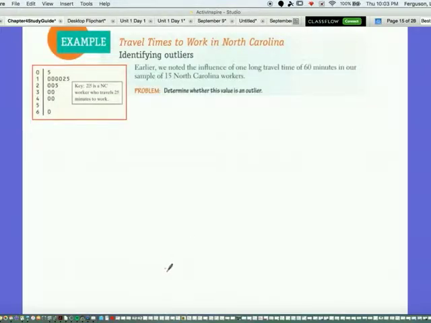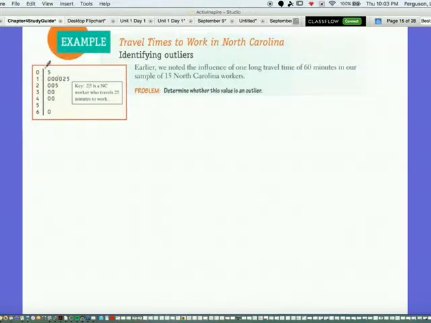So in this example, we are going to identify outliers. Earlier we noted the influence of one long travel time of 60 minutes in our sample of 15 North Carolina workers, and now we're going to determine whether this value is an outlier. The first thing we need to do is find our IQR.